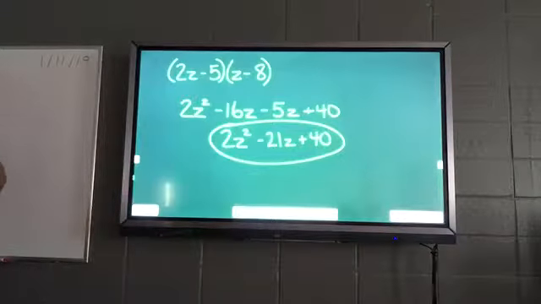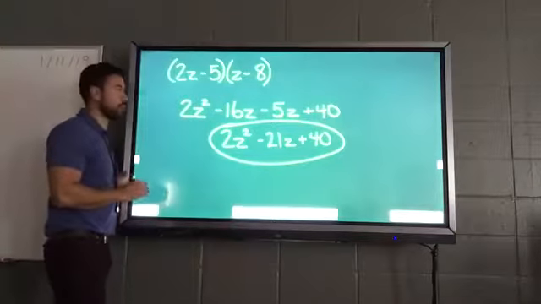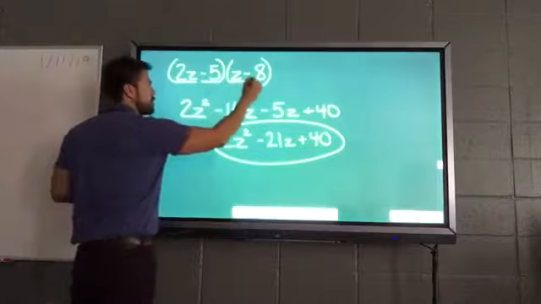Wait, did I say distributive property? Yeah. Actually, Elizabeth said it. Let me honor that then. Here's the distributive property. 4 terms.